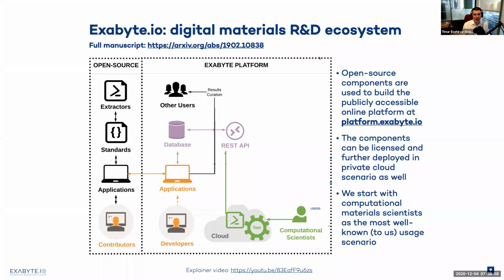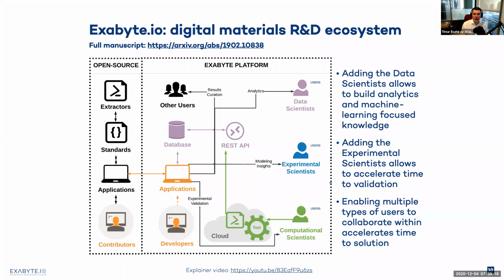All of these are parts of the exabyte platform, except the users. And this picture allows us to produce data, organize it, and make it available to a larger set of users within the platform, so that we can facilitate exchange and collaboration. Besides the computational sciences, we also have experimental sciences, of course, and data sciences that need to operate within the same platform. And we have support for all these three key user types.